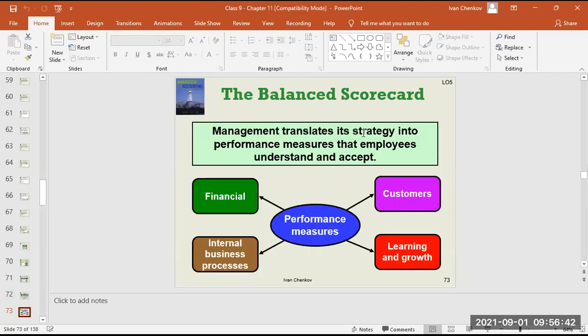The Balanced Scorecard is a management tool to assess the entire picture of an organization based on the financial, customer, internal business process, and learning and growth perspectives. As you can see, you have four perspectives here. Only one of them is the numerical, quantitative perspective. The other three are qualitative perspectives. Let's see how they work.